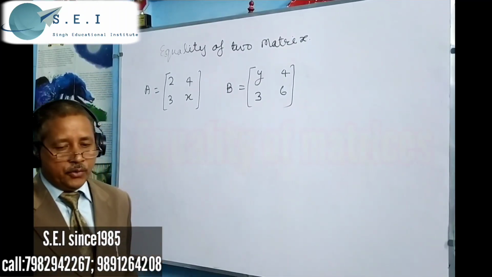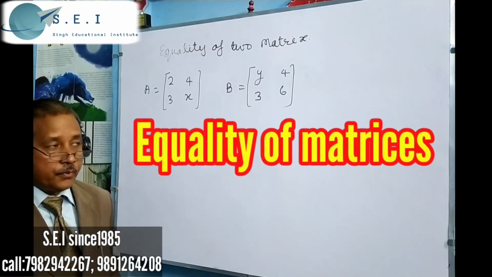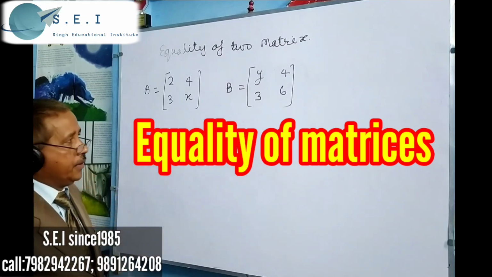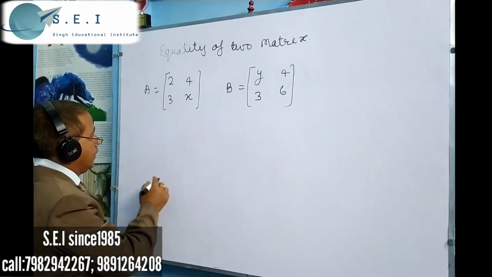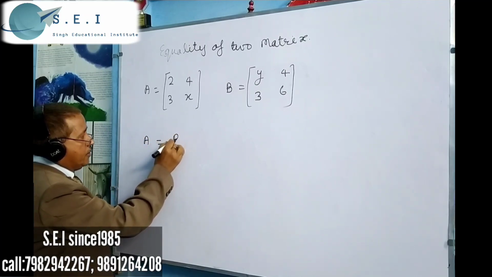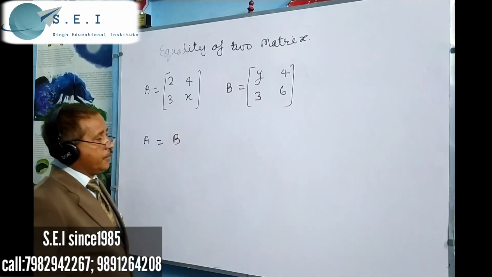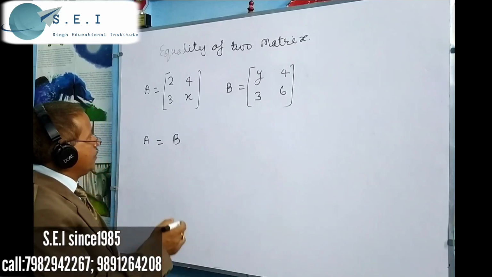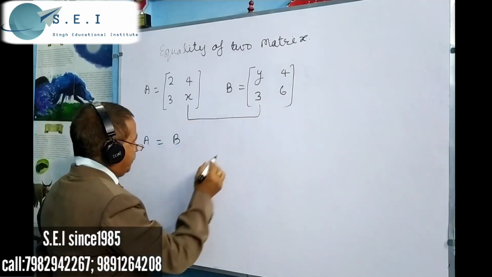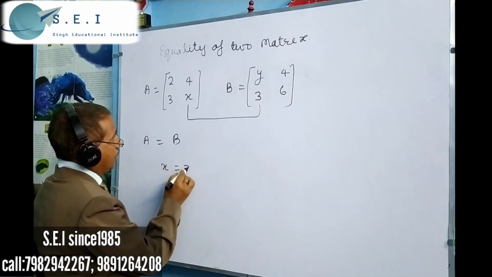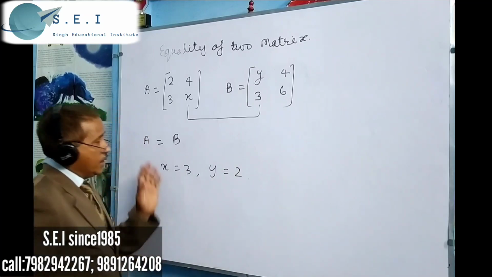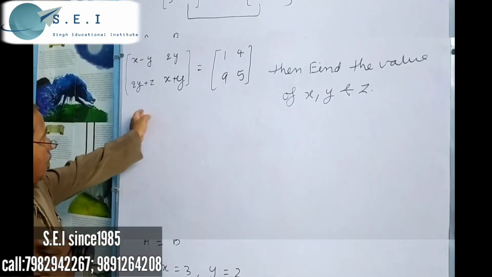Next is equality of two matrices. Let us suppose here are two matrices A and B having elements. If matrix A is equal to matrix B, it means their corresponding elements are equal. In this case, x is equal to 3 and y is equal to 2. Such matrices are called equal matrices.